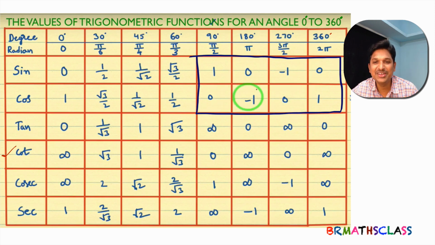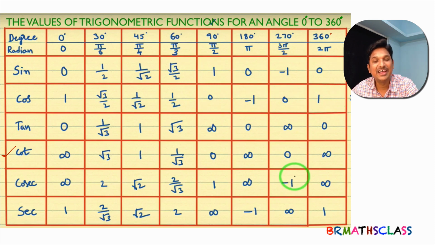Here cos row, you see it's a reverse order. 0 minus 1, 0 minus 1, 0 1. Cos row, reverse of sin row. Correct or not? So if you notice this point, that means you learn the sin row as well as cos row. So you can easily write other values. Correct or not? You can write all other things.